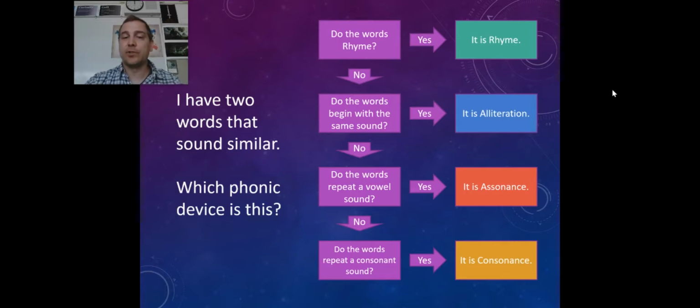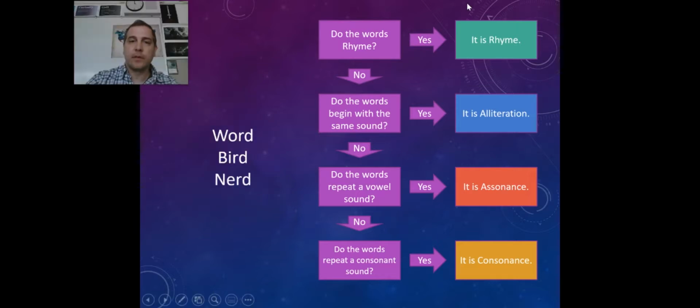And then ask yourself, do the words repeat a vowel sound? If the answer is yes, then it's assonance. If not, go to the last one and do the words repeat a consonant sound? If so, it's consonants. And if it's not any one of these, then it's probably not one of the phonic devices that I listed, right? And so let's test this. So word, bird, and nerd. Do the words rhyme? Yes, they do. So this is rhyme.